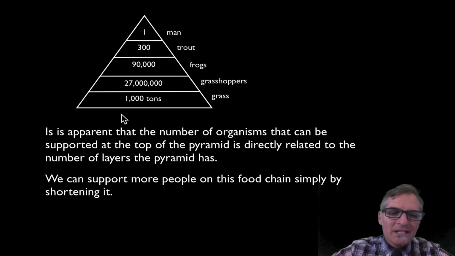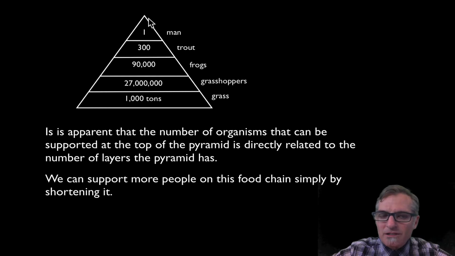So, it is apparent that the number of trophic levels is going to indicate how many organisms can live at the top part of the food pyramid. So, if we shorten this food pyramid, we can support more than one human. So let's take a look at this. This is what this article I was reading was very, very interesting.